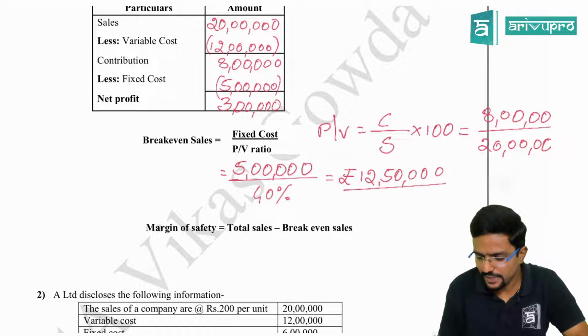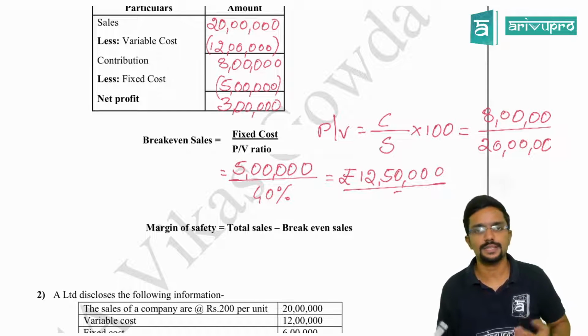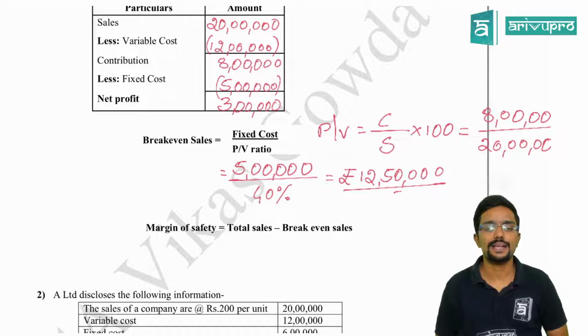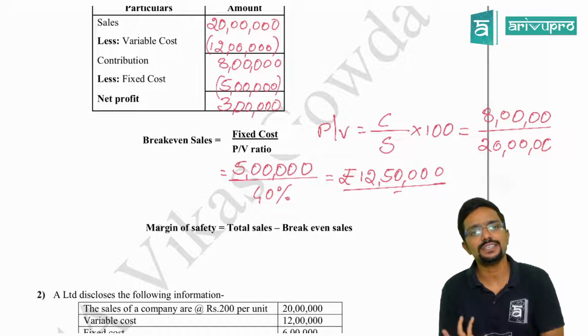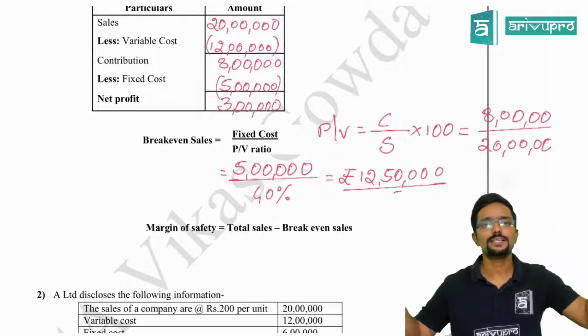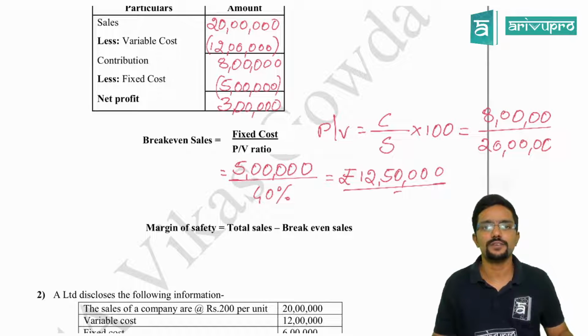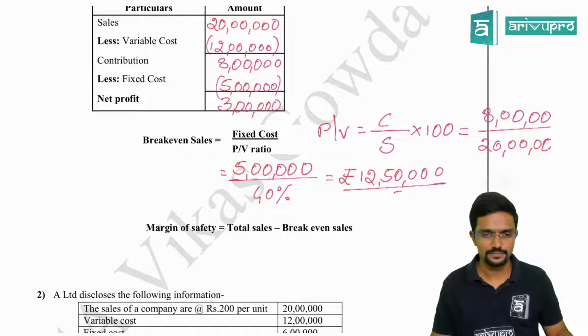If you take PV ratio in decimals also, you will get the same answer, guys. That is 5 lakh divided by 0.4. So my break-even sales is 12 lakh 50,000. So what is margin of safety? Total sales minus break-even sales, which is 7 lakh 50,000.